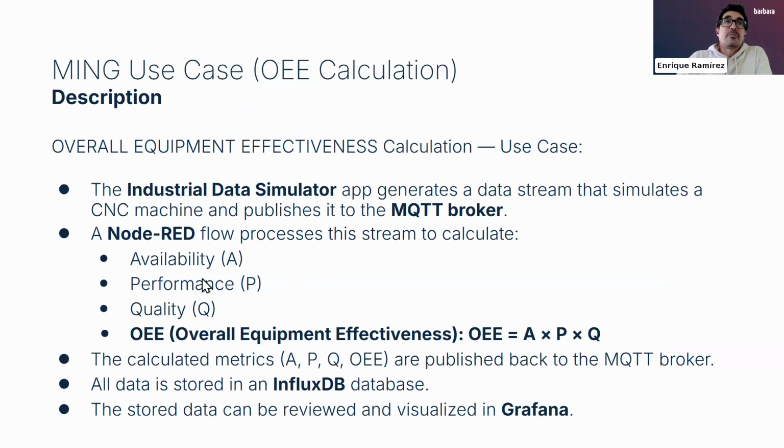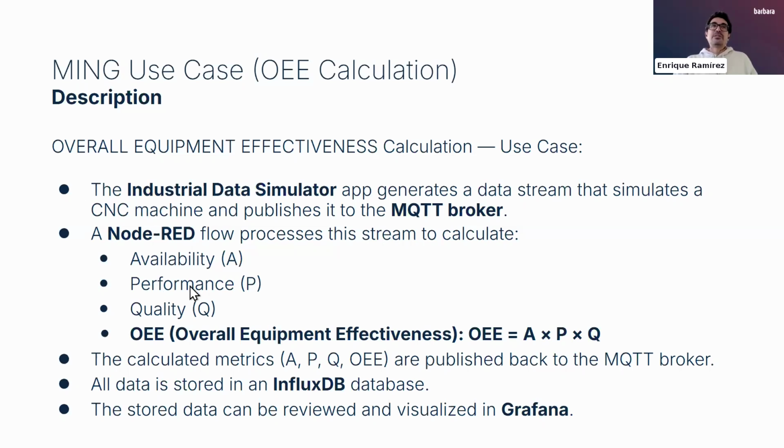So basically we have to calculate the availability, performance, and quality of the equipment, okay? And once we have these three parameters, which go from 0 to 1, we multiply all of them, and the resulting number is what we call the OEE. The availability is the time that the application is working normally versus the time that it's not working, okay? So it is a way of measuring how often the equipment is available.